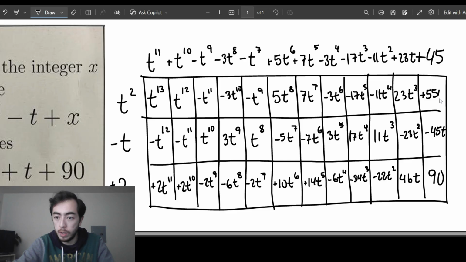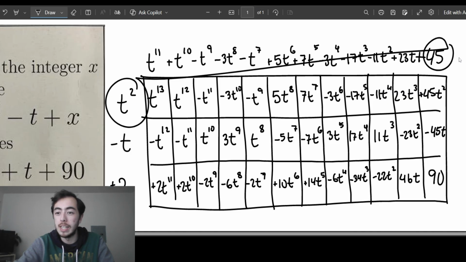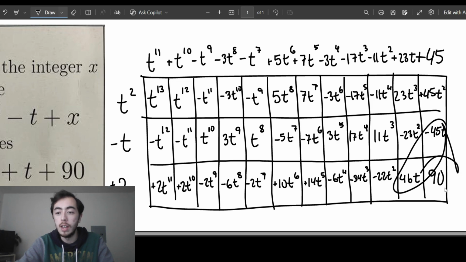55 t squared. Wait, nope. I was really worried there for a sec because the 55 didn't match up, but I just did math wrong. That's going to be 45 because 23 plus 22 is 45. So plus 45t squared. This and this line up with that box. Then we do get these two terms totaling to just t. And then finally, we do get a 90 in the end.